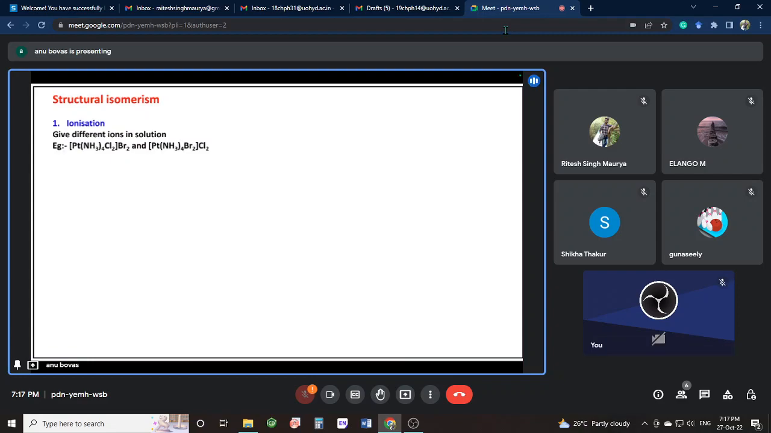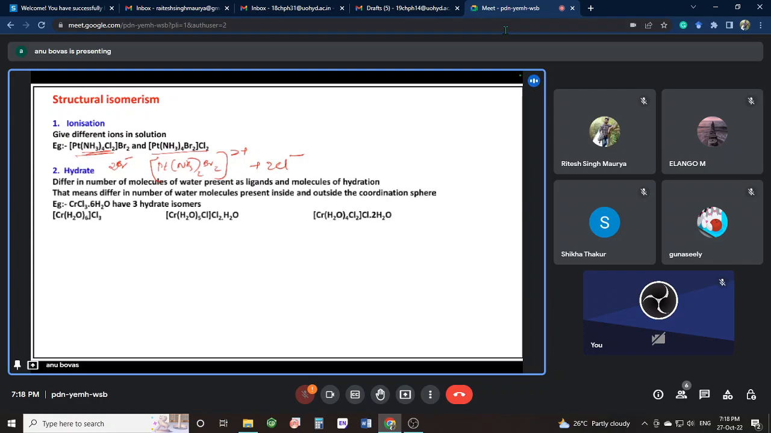For example, let us consider these two complexes. Both complexes have one platinum, 4 ammonia, 2 chlorine, and 2 bromine atoms, right? But when we dissolve them in water, in this case we will get [Pt(NH3)4Cl2]2+ and 2 Br-. And in this case, we will get [Pt(NH3)4Br2]2+ and 2 Cl-, right? So the ions obtained in the solutions are different. So these two complexes are called ionization isomers.